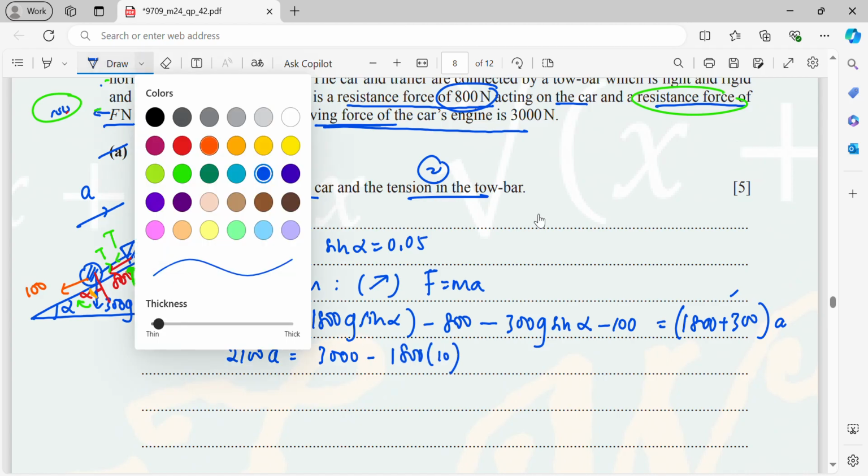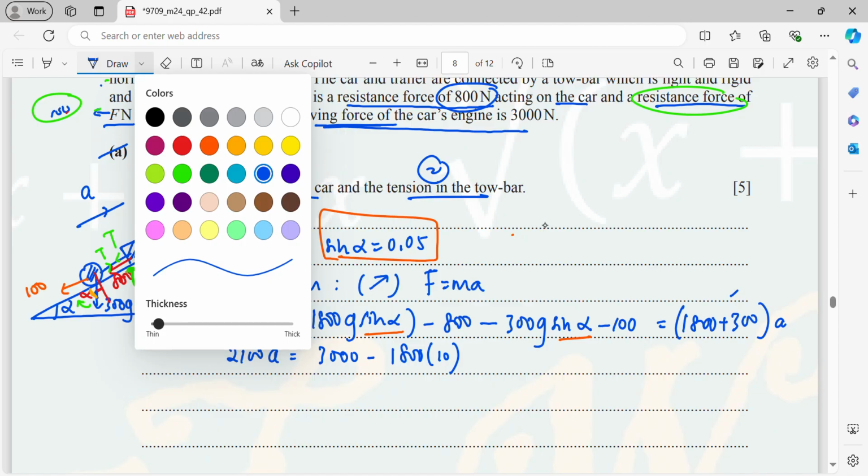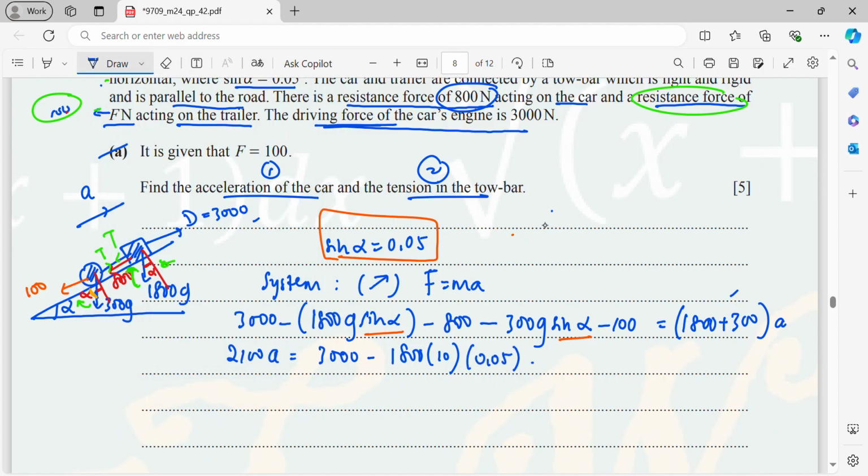Sine alpha is given in the question, which is 0.05. So these two values will be replaced by 0.05. Then minus 800, minus 300 times 10. The g is 10, sine alpha is 0.05, then minus another 100. From here, you will be getting the right side as 1050. Left-hand side remains as 2100a. Therefore, my a is 1050 over 2100. That is 0.5. So I found the acceleration.